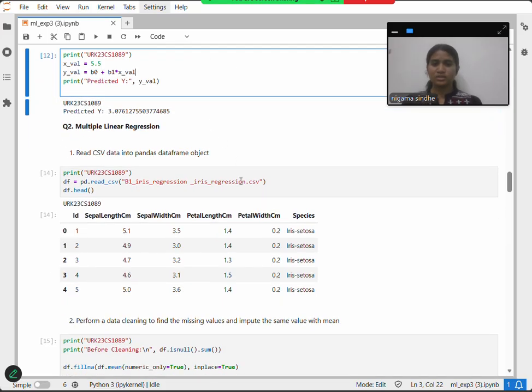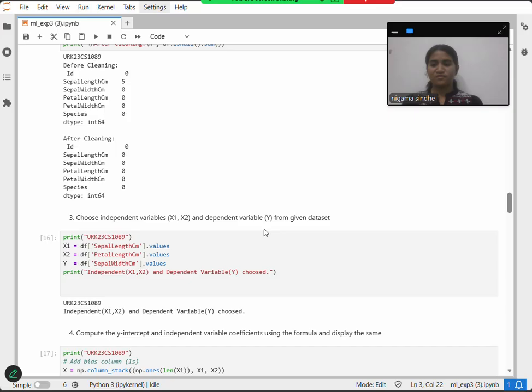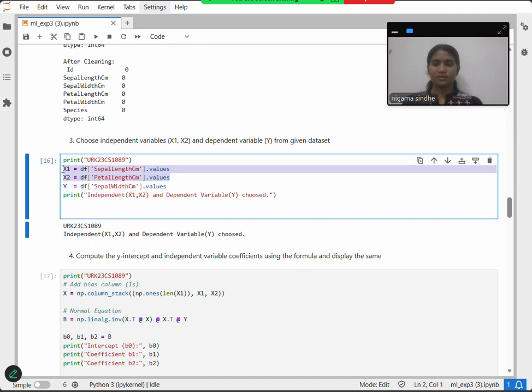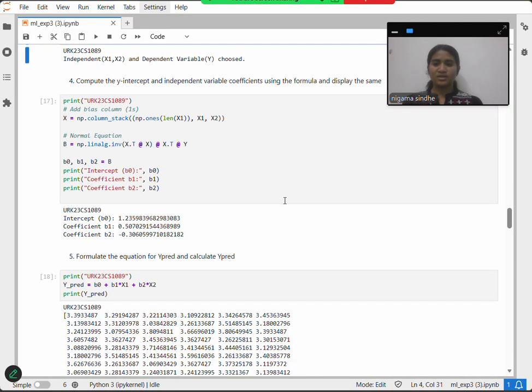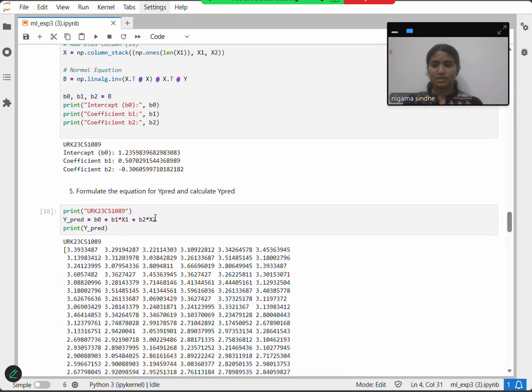So this is how all the simple linear regression works. Coming to multiple linear regression, after performing data cleaning, we are going to take a definite number of independent variables. As we can see here, we have taken two independent variables, which are sepal length and petal length, in order to determine the sepal width in centimeters. Once after deriving it, we are going to compute the regression coefficient and intercept using the mathematical formula for simple linear regression.